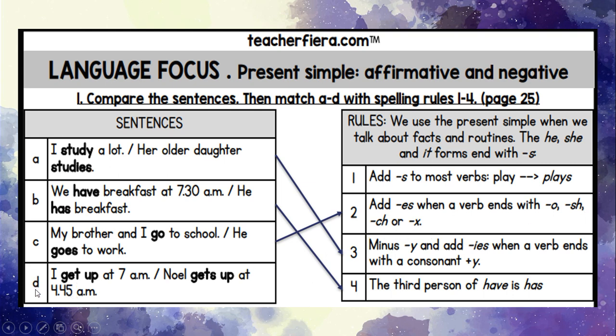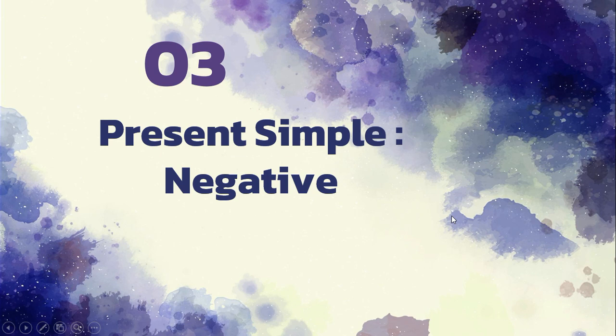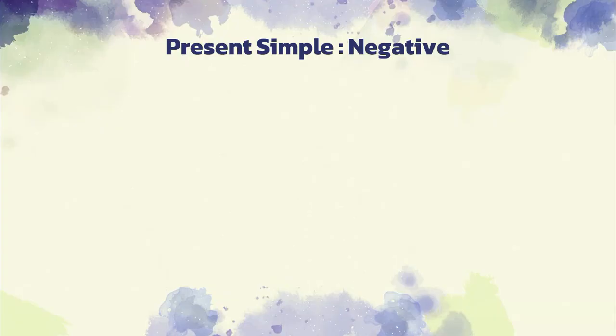And finally, D. I get up at 7 a.m. Noel gets up at 4:45 a.m. So, the answer is yes, number 1. Add s to most verbs. For example, play, plays. Next, activity 3. Present simple, negative. Now, let's learn how to form negative sentence using present simple.